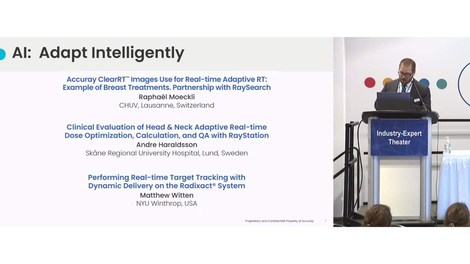And so now I'm going to introduce our first speaker. So Professor Raphael Merkley is the head physicist in the Department of Radiation Oncology in Lausanne University Hospital in Switzerland since 2001. He's an associate professor with his main fields of research, including flash therapy, TomoTherapy, and multi-criteria optimization. His presentation today is Accuray ClearRT images use for real-time adaptive RT, examples of breast treatment. So let's welcome Raphael.